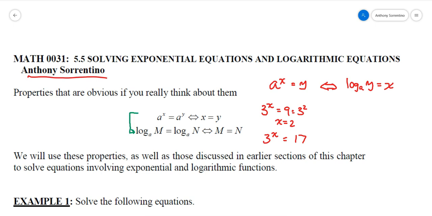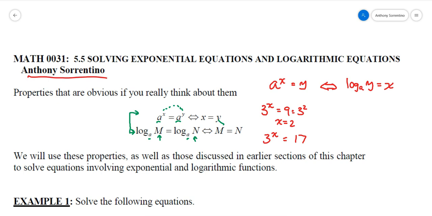There's another key point that they bring up here, and it's just most students figure this part out on their own, but it's worth saying. If I have the same base raised to two different powers, and I say they're equal to each other, that means those exponents have to be equal to each other. So that stands to reason. And if I do a log of the same base, with two different variables represented, and they're equal to each other, that means those two things have to equal each other as well.